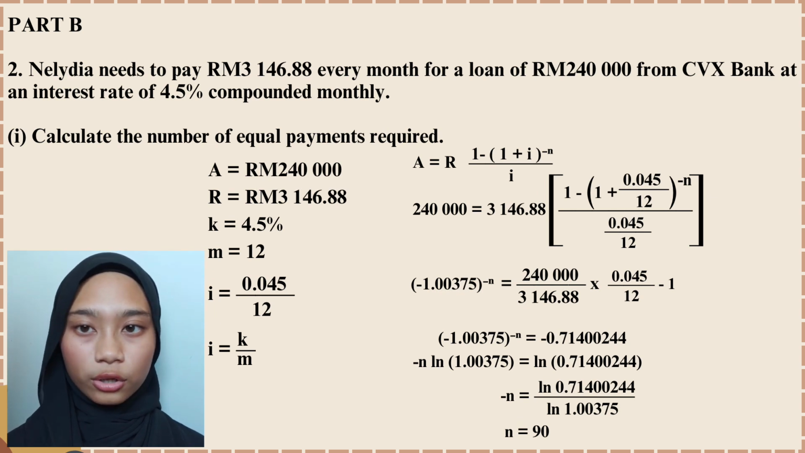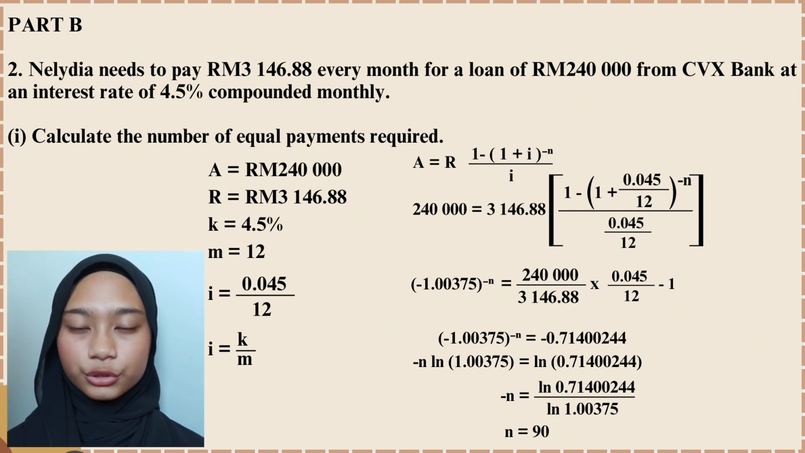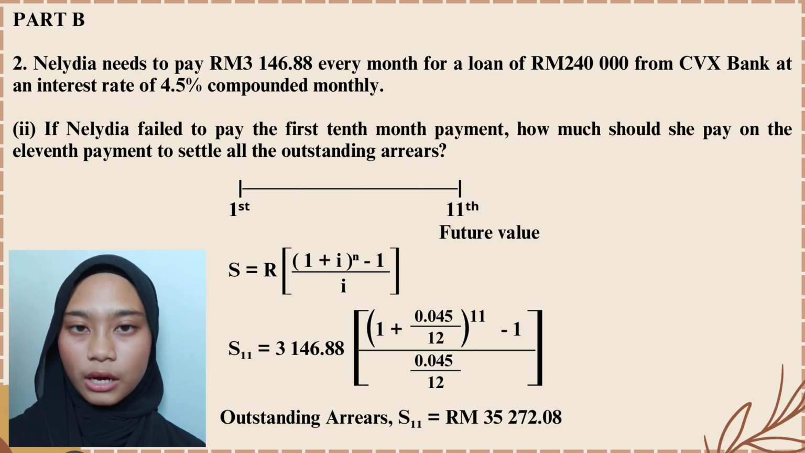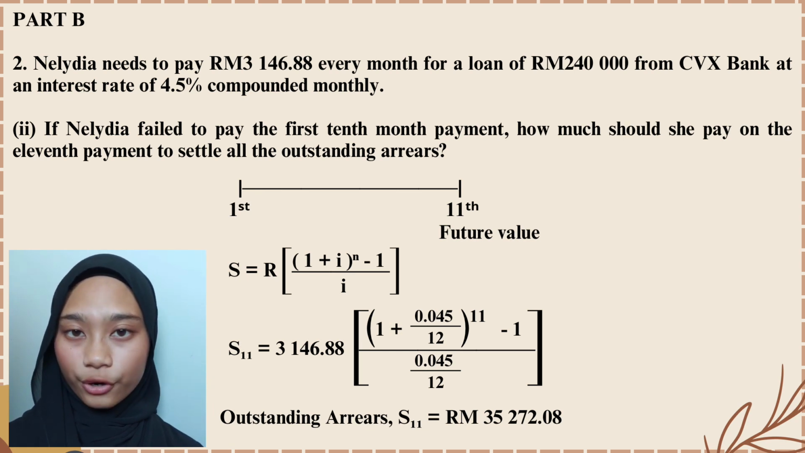Therefore, we can substitute all values obtained into the present value formula. Since N is in the power, we can use ln. After the calculations, we will get N, number of equal payments required, is equal to 90. For 2 Roman, how much should Nelidia pay on the 11th payment to settle all the outstanding arrears? To get the 11th payment, we can use the future value formula S. Substitute values obtained from the question. Therefore, the outstanding arrears is equal to 35,272 ringgit and 8 cents.